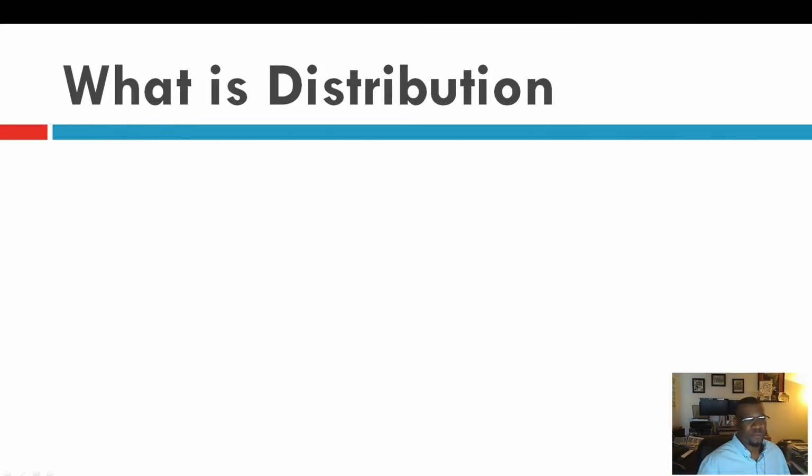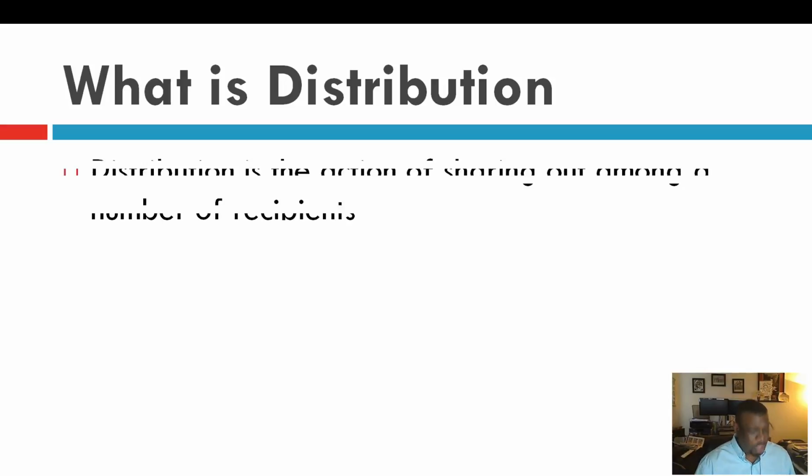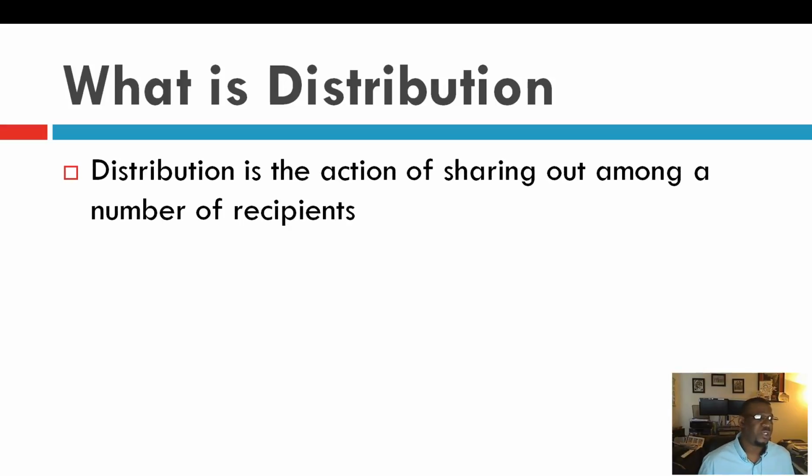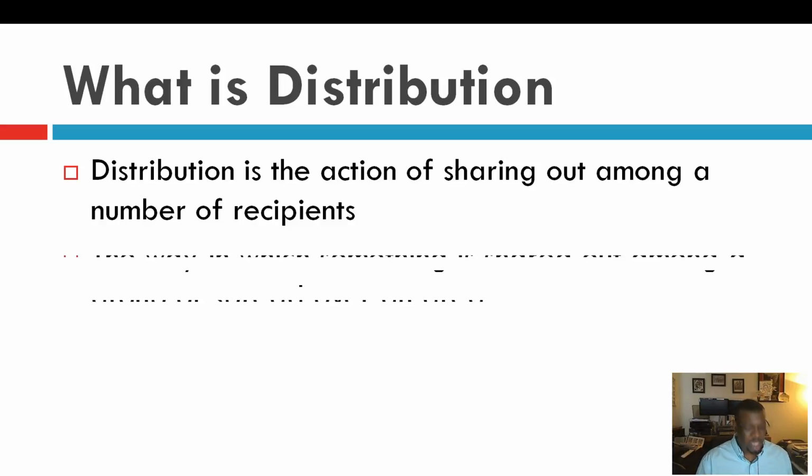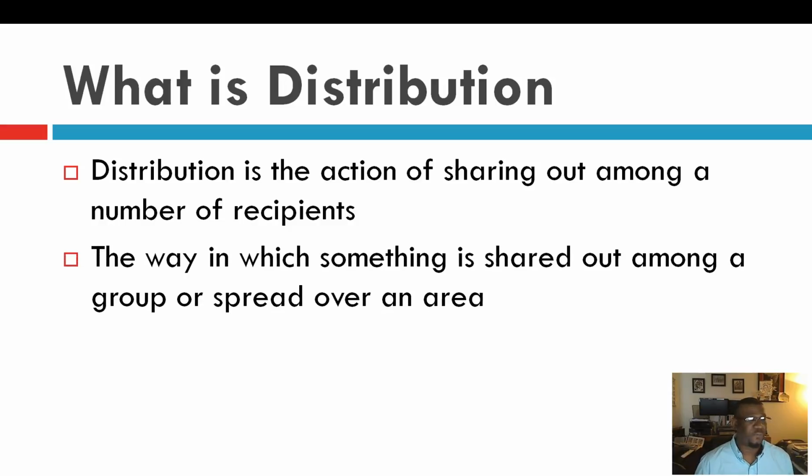So what is a distribution model? A distribution is the action of sharing out amongst a number of recipients. So that's basically what we do. We're going through and sharing out our information amongst several different people. Another definition is the way in which something is shared out among a group or spread over an area.